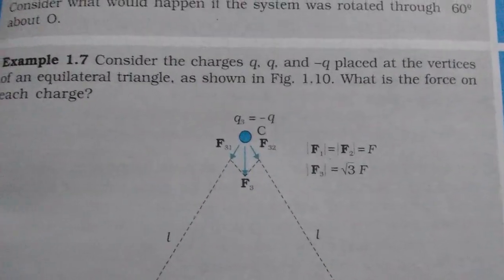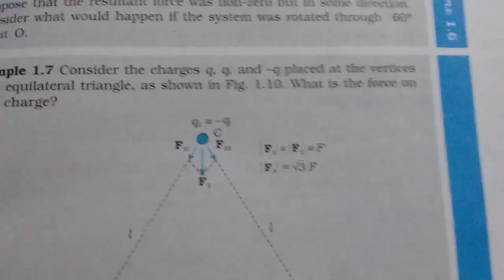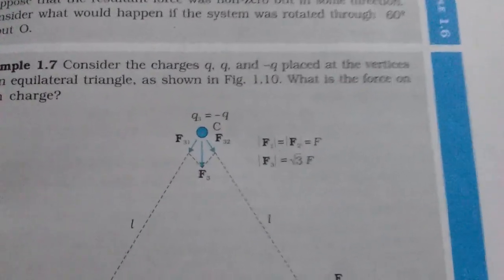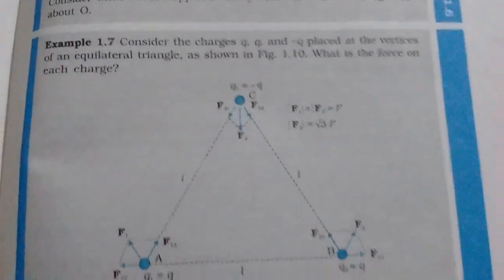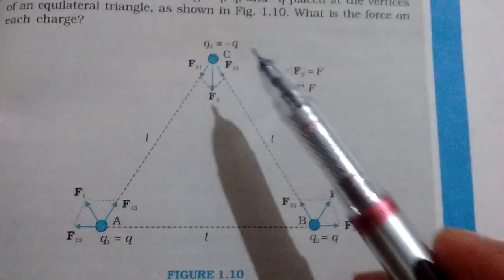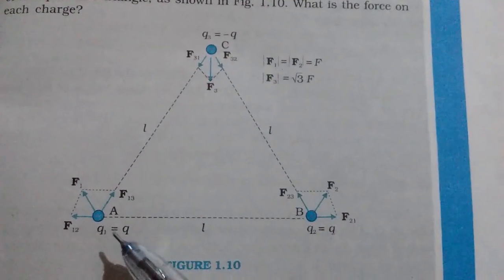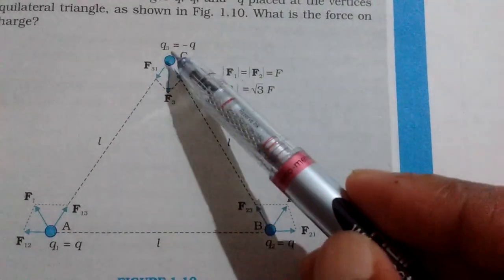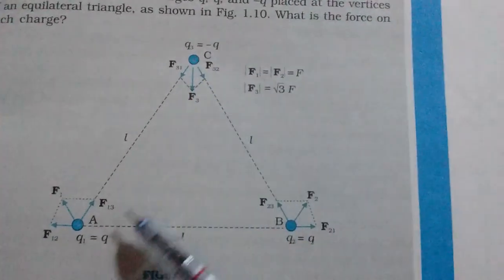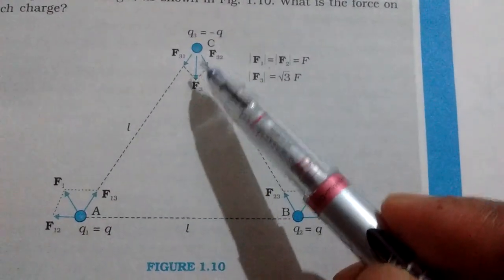From the first chapter, that is electrostatics or electric charge and fields. Here is the first question. Here you can observe there are three charges, Q1, Q2 and Q3. Q1 at A, Q2 at B and Q3 at C.